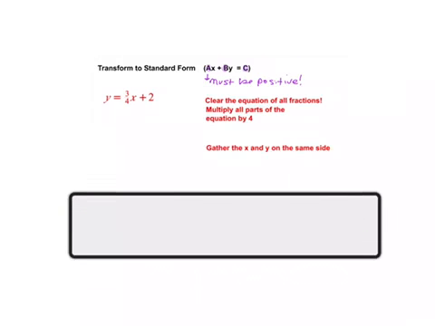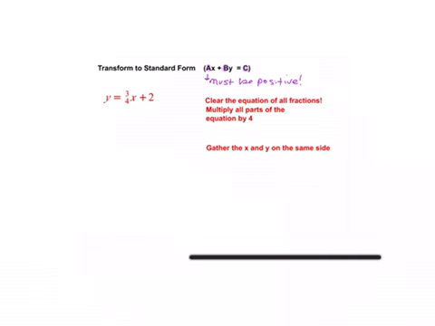So let's start with an example like y equals 3/4 x plus 2. Remember that in standard form, a couple of things need to be true. First of all, we need to have all integer values, so we're going to need to start by clearing the equation of all fractions. Let's see if you remember how to do that. The second part is that the x and the y need to be on the same side of the equation.